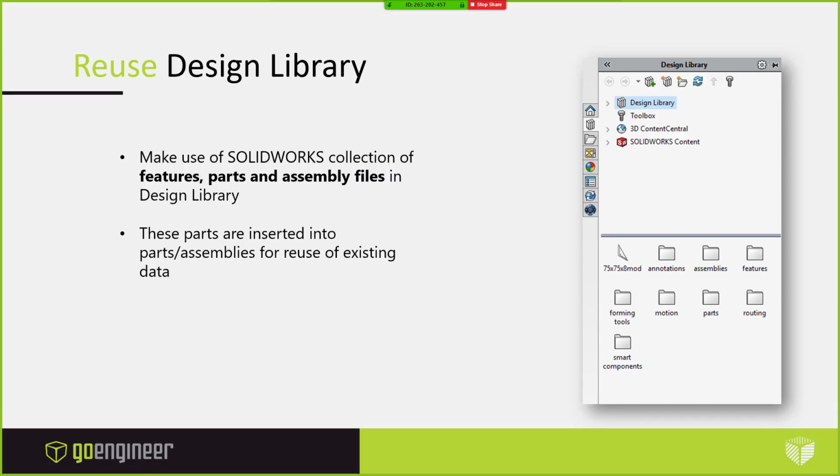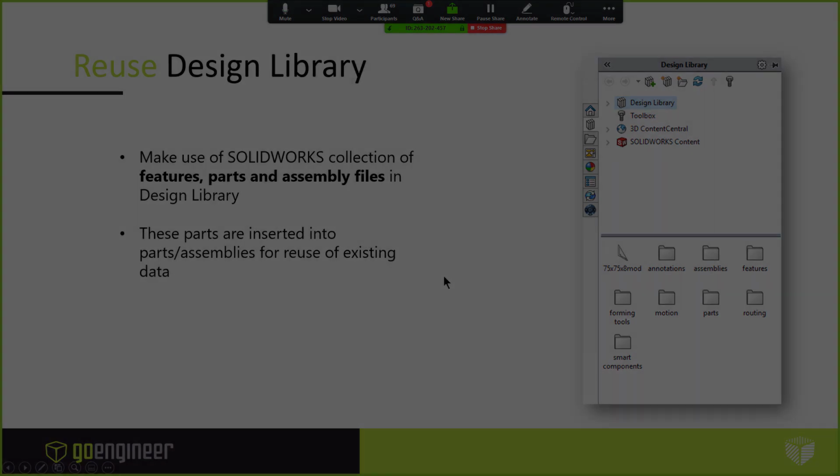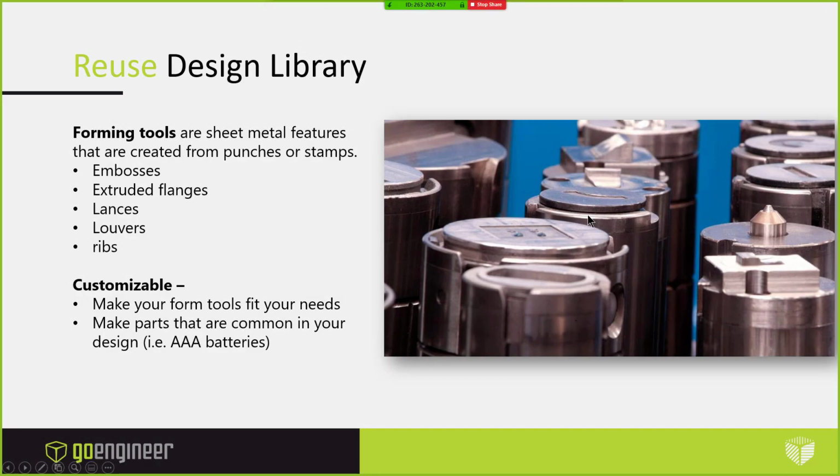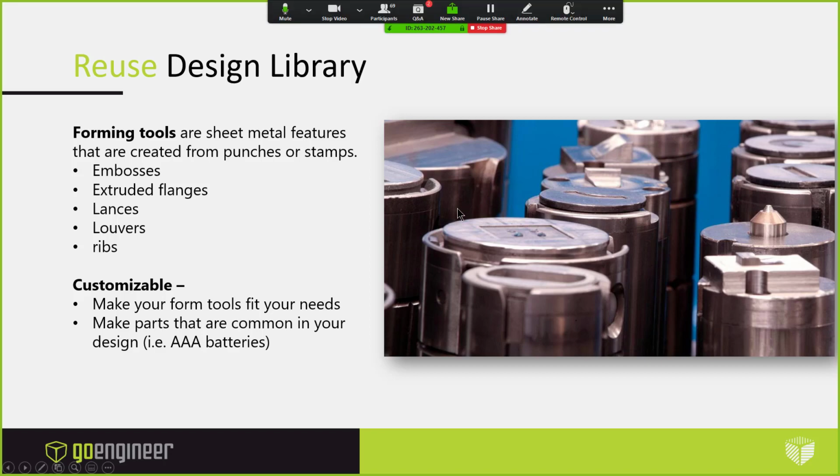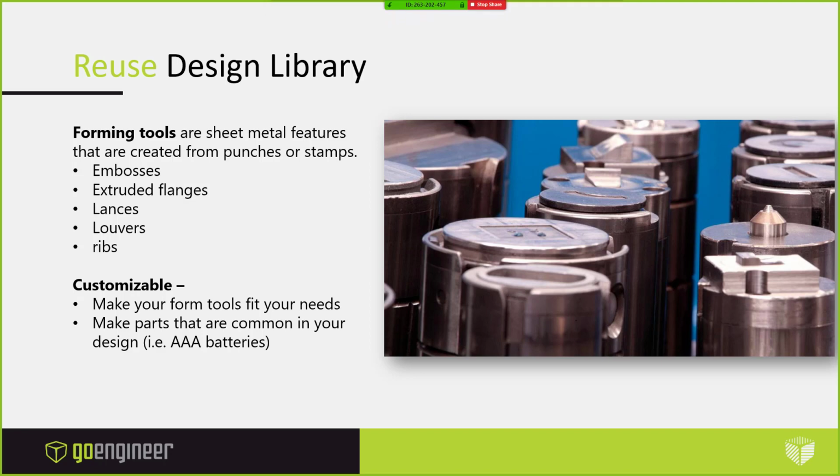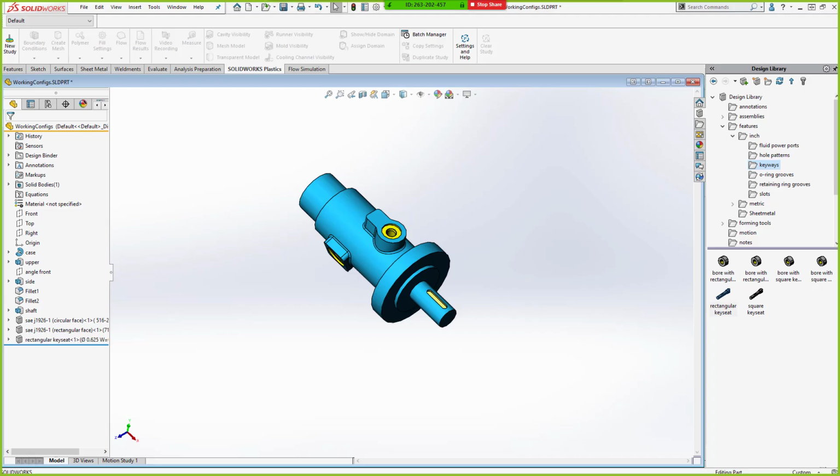So let's go ahead and jump back into the slides here because I want to get into how to create these design library parts. As you can see here, these are some forming tools that you might have seen if you guys are a sheet metal house, or if you have things sent out to a sheet metal house, like maybe you create AC units or create sheet metal parts that are stamped. There's embosses, lances, louvers, extruded flanges, that kind of thing. And so we're going to go ahead and create a keyway that's going to be put into a sheet metal part.